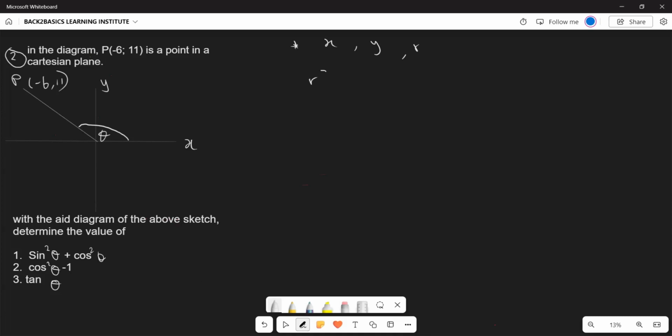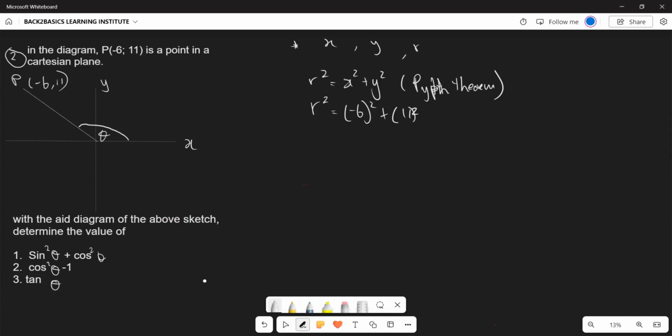So you're going to say now, look, your r squared is going to be given by what? Your x squared plus your y squared, right? And remember that you always need to provide a solution, right? This is Pythagoras theorem. So now, what is your r? Your r is what you're looking for, and then your x is given by negative 6 squared plus your y is given by 11 squared.